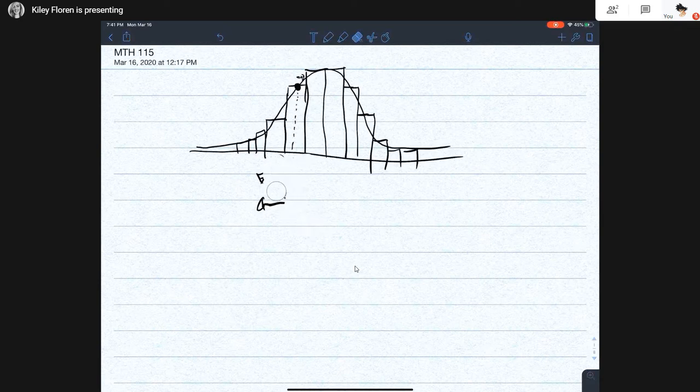Now vice versa, if I'm going down and I don't want to include the box, then I need to jump down a little bit to make sure that I don't include the box. That's where this minus 0.5 comes from.